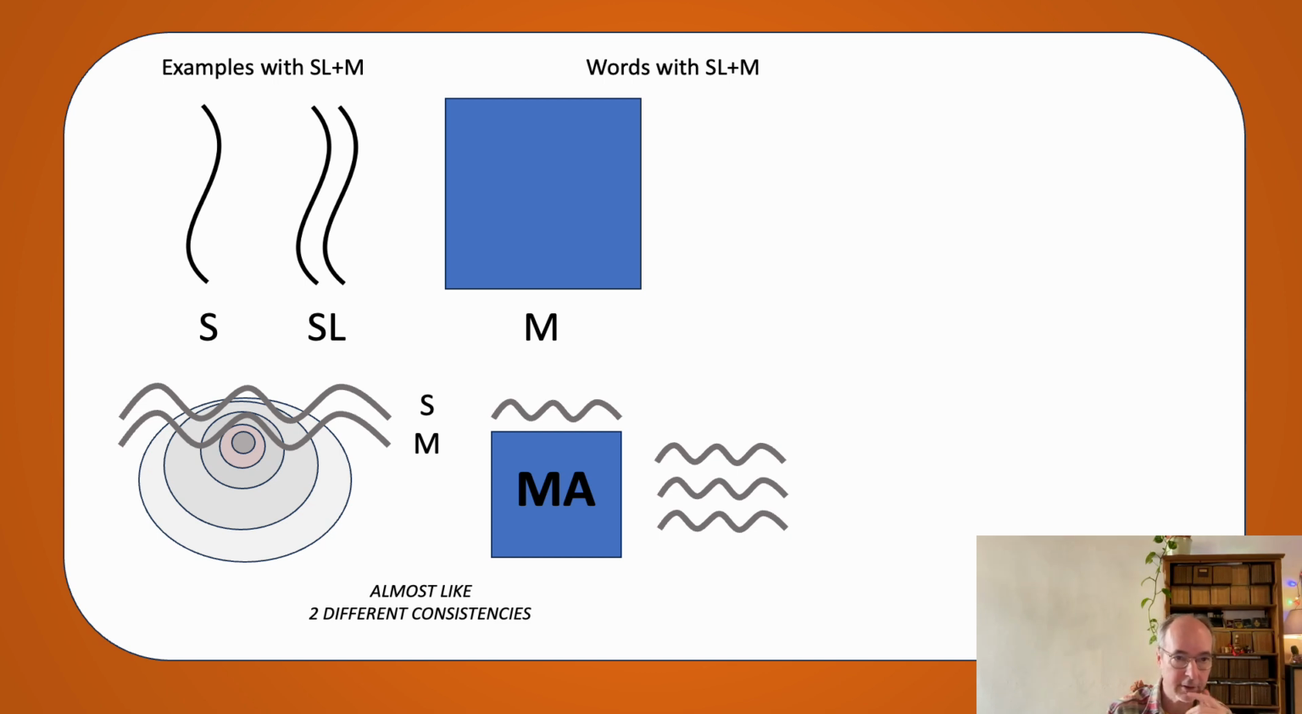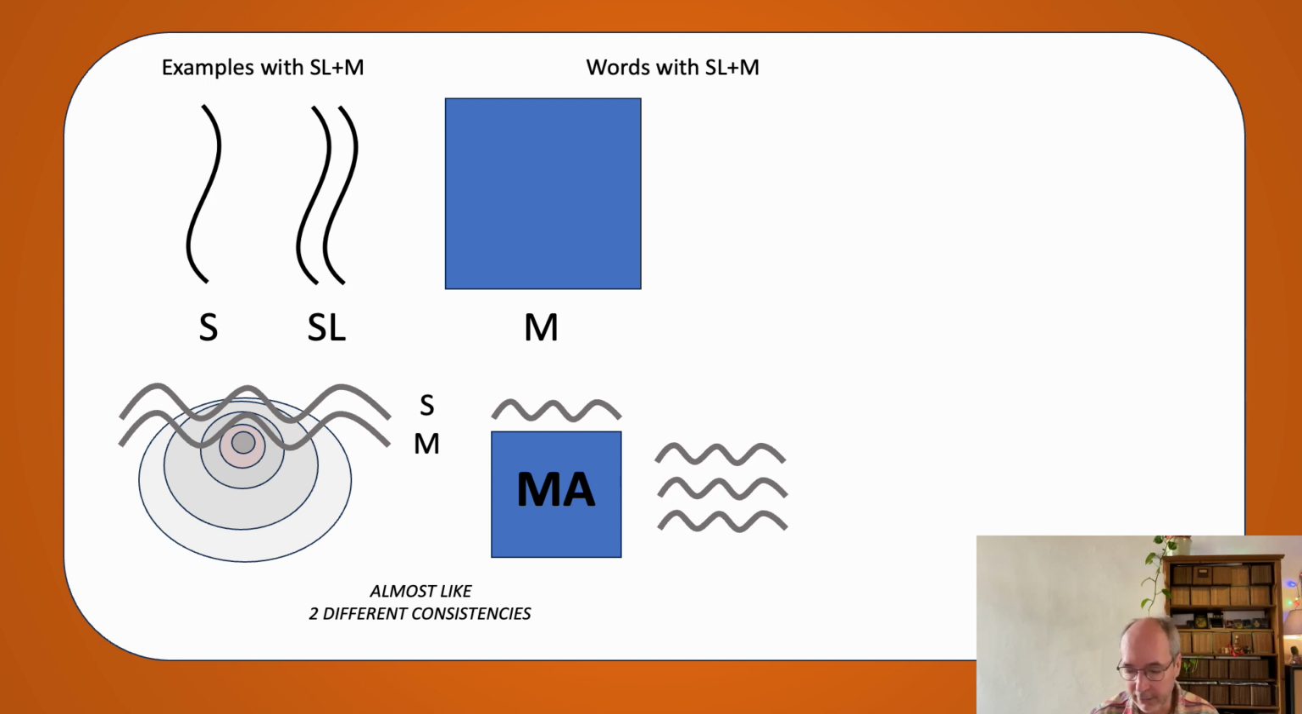So I have S, SL, and M. Let's now take words with SL with M. This will be a difficult one because the S is the wave form, and the M is more like the maximized form. It's like the mass.